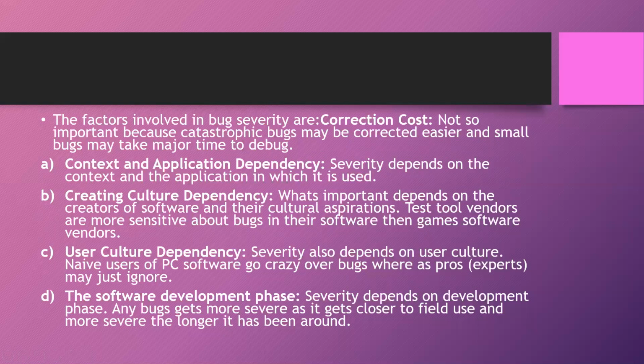Third is creator culture dependency. What's important depends on the creators of the software and their cultural aspirations. Test tool vendors are more sensitive about bugs in their software than games software vendors. The fourth is user culture dependency. Severity also depends on user culture. Naive users of PC software go crazy over bugs, whereas pros, that is experts, may just ignore them.